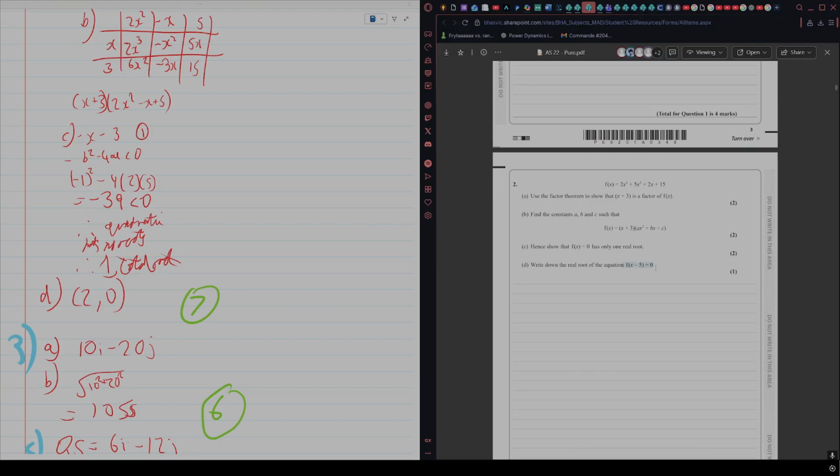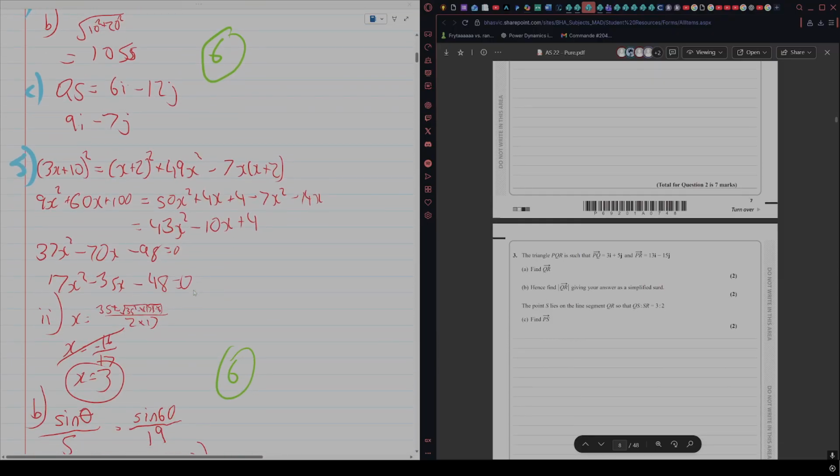And then this is a classic question. They like doing this, especially on AS papers, where they shift the graph over and tell you to find the new root, because if the root before was -3, 0, if you move that 5 to the right, it's just going to be 2, 0. And that is the answer. Question 3.